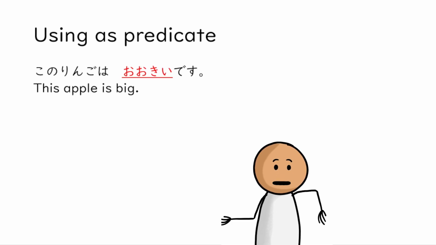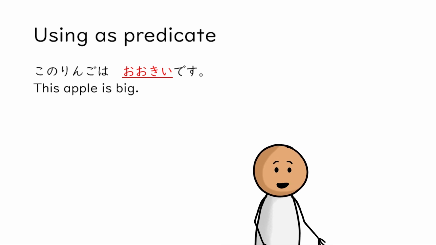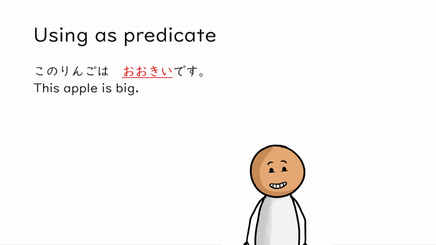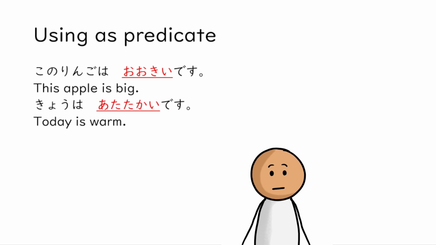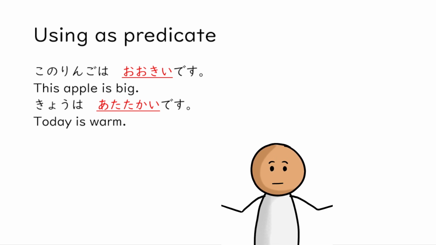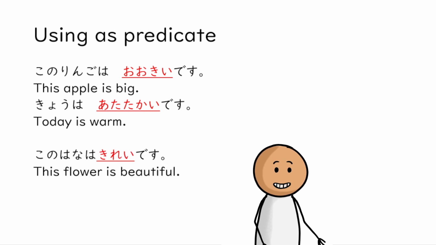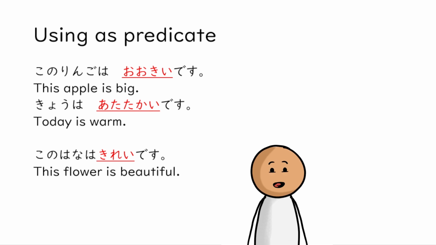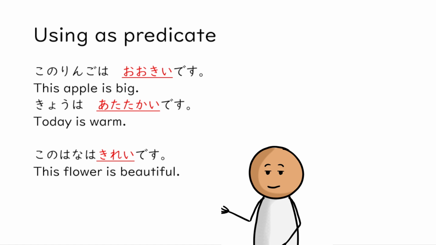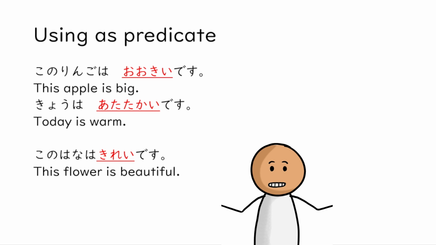このリンゴは大きいです. This apple is big. This is using an i adjective 大きい, and you can simply add desu to it. Here's another i adjective example. 今日は暖かいです. Today is warm. Now, here's an example using a na adjective. この花はきれいです. This flower is beautiful. Please note that きれいな is a na adjective meaning beautiful or clean. As you can see, you need to remove na, then add desu to it.